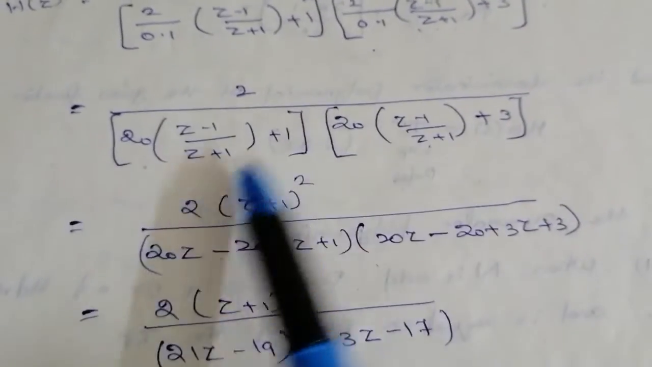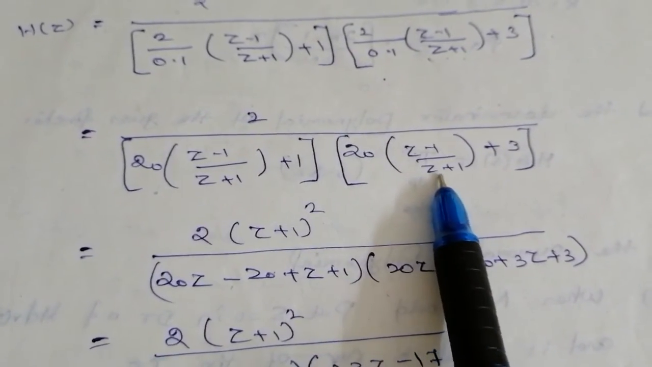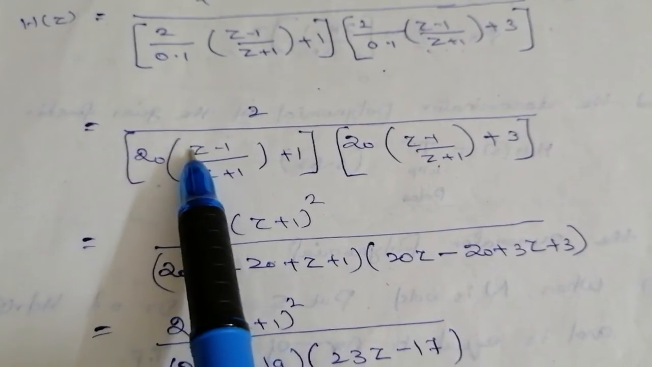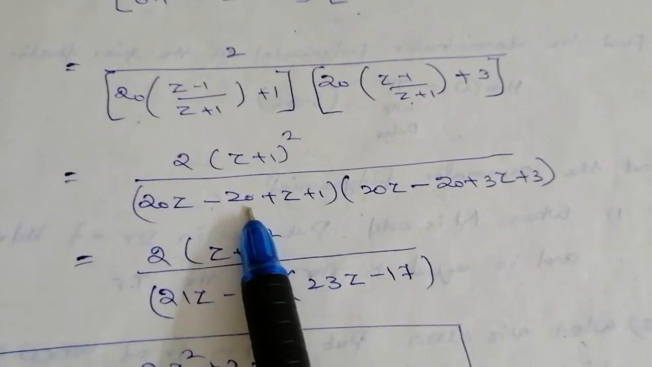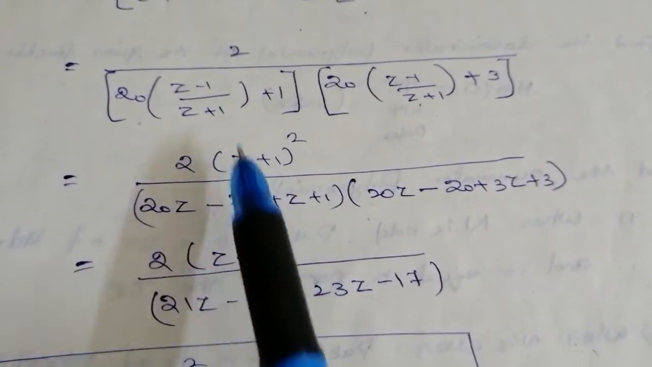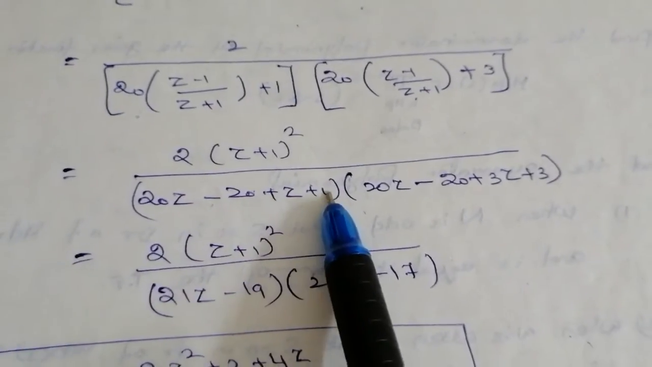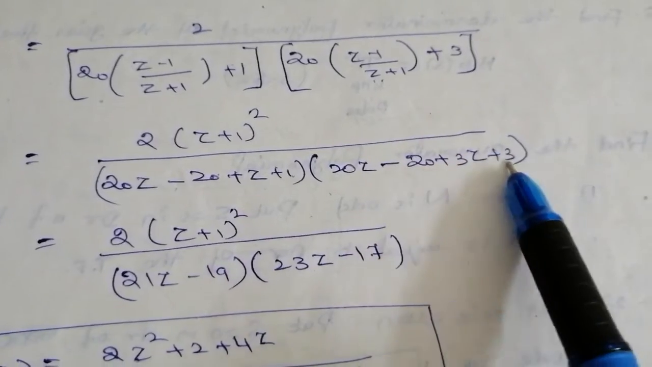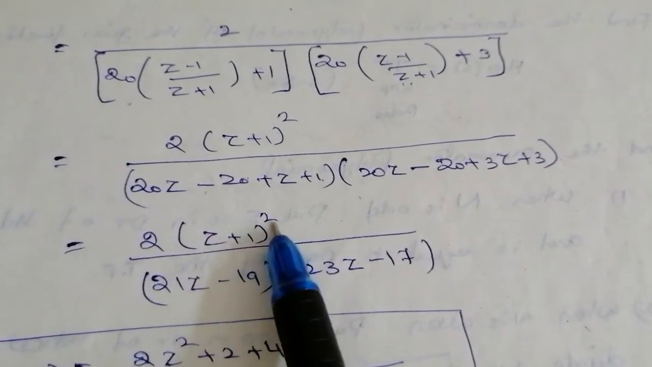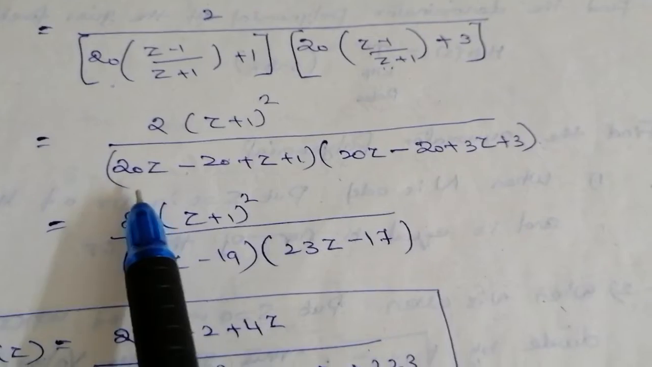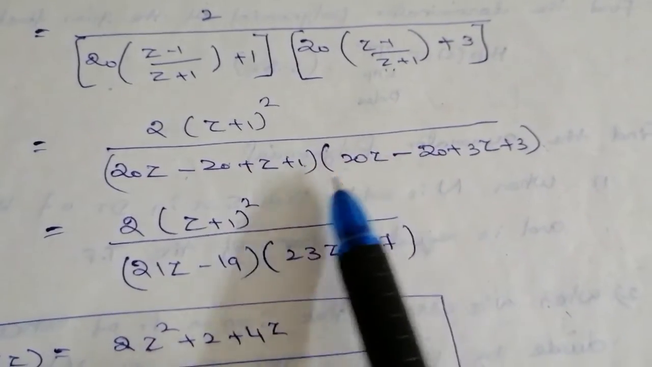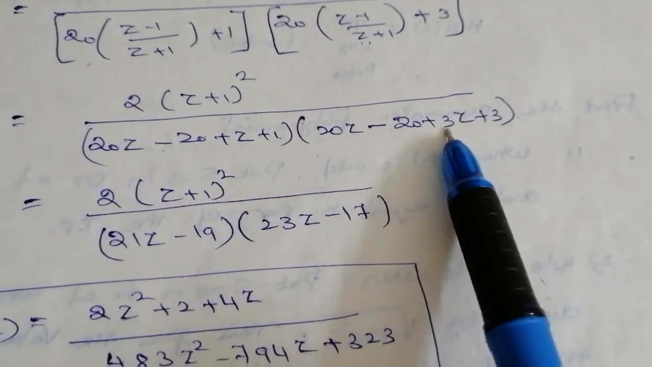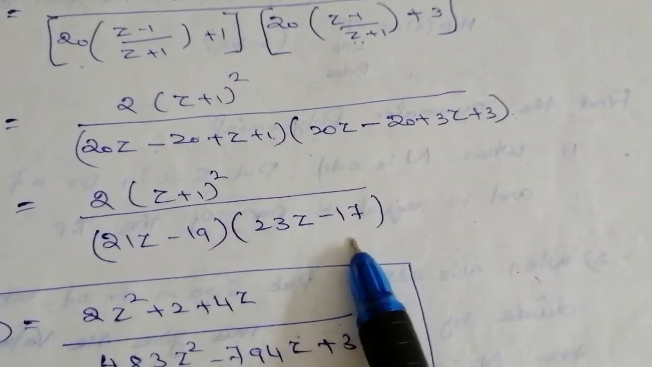Then take the LCM. So (z plus 1) into (z plus 1) becomes (z plus 1) the whole square, which goes to the numerator. Here 20 into z minus 20, so 20 z minus 20, where the LCM is z plus 1. Likewise 20 z minus 20, the LCM is 3 z plus 3. So 2 into (z plus 1) the whole square. Simplification: 20 z plus z is 21 z, minus 20 plus 1 is minus 19. 20 z plus 3 z is 23 z, minus 20 plus 3 is minus 17.